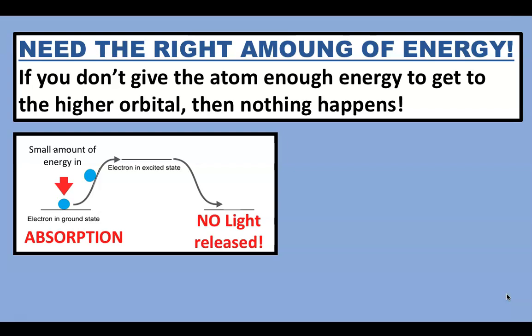Again, electrons do not have to jump just one energy level. They can jump multiple energy levels. It kind of just depends on how much energy it gained and what that minimum number it needs to get in order to change energy levels.